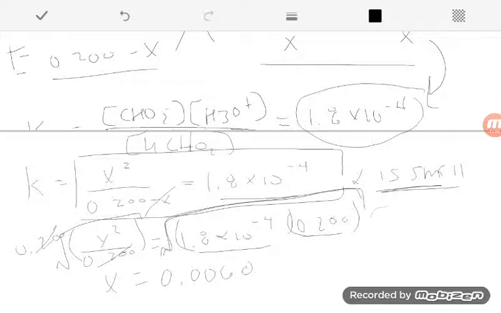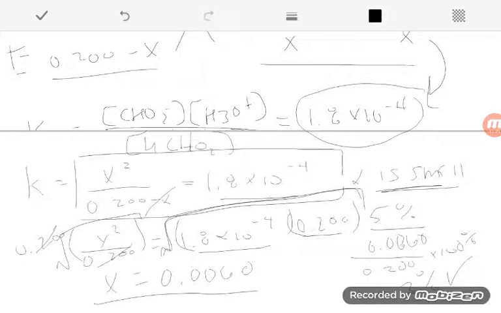I do need to check it. I'm going to do my 5% check. So that's where we put x over our initial concentration. Make sure it's less than 5%. So I have 0.0060. My initial concentration was 0.200 times 100%. And if I do that, it gives me 3%, which is less than 5, so this approximation was fine. We're almost always going to be able to use this x is small approximation.